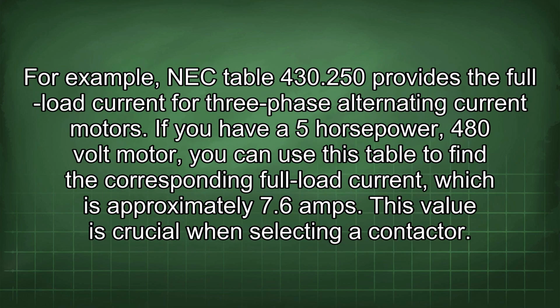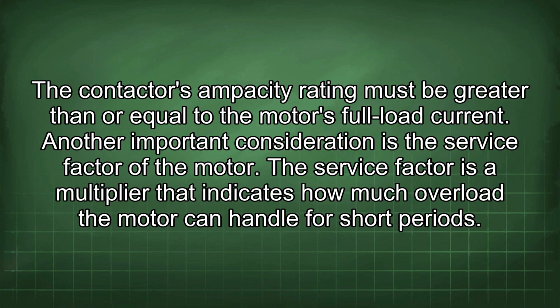For example, NEC table 430.250 provides the full load current for 3-phase alternating current motors. If you have a 5 horsepower 480 volt motor, you can use this table to find the corresponding full load current, which is approximately 7.6 amps. This value is crucial when selecting a contactor. The contactor's ampacity rating must be greater than or equal to the motor's full load current.